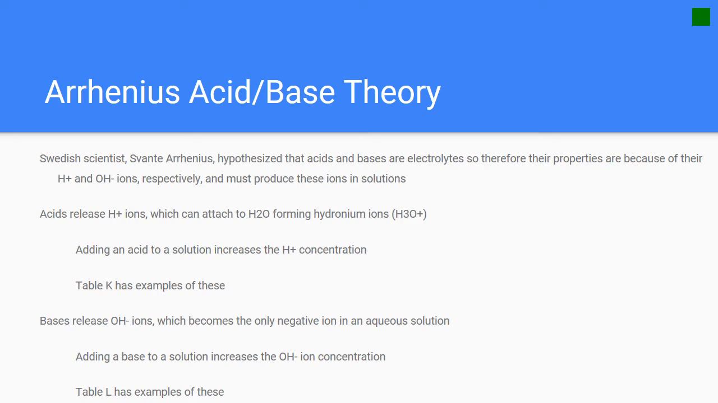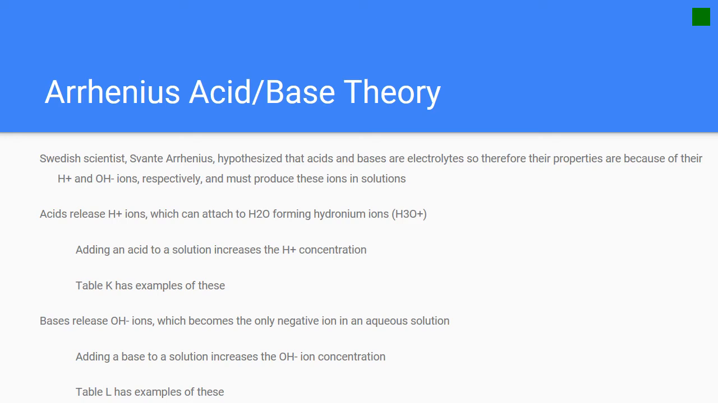So there are two types of acid-base theories that we're going to be talking about. The first is Arrhenius acid-base theory, and the second will be the Bronsted-Lowry theory. The Arrhenius acid-base theory was hypothesized by a Swedish scientist named Svante Arrhenius, who hypothesized that acids and bases are electrolytes, so therefore their properties are based off of their H plus and OH minus ions respectively, and they must produce these ions in solutions.